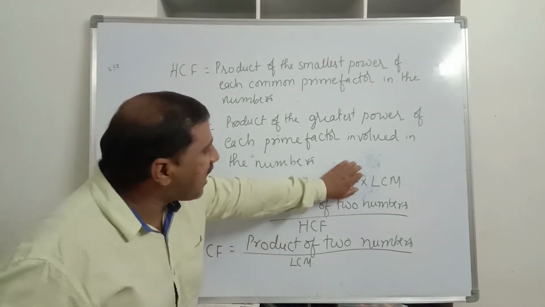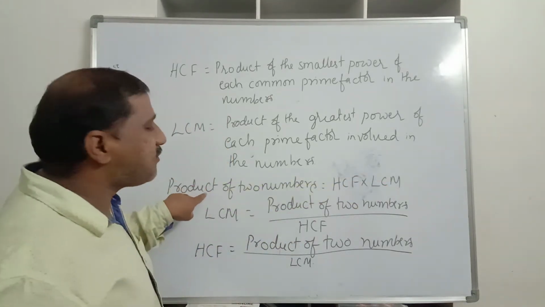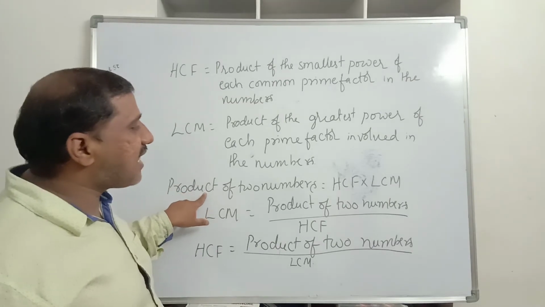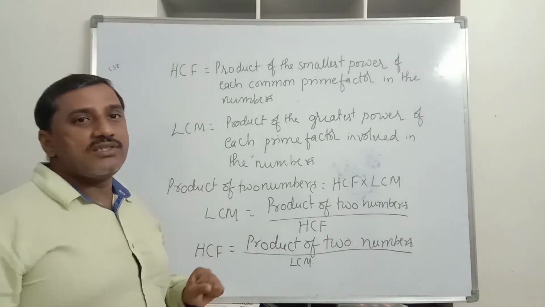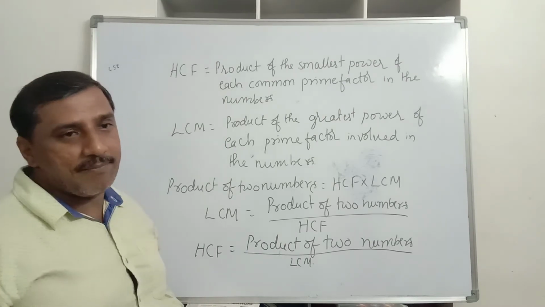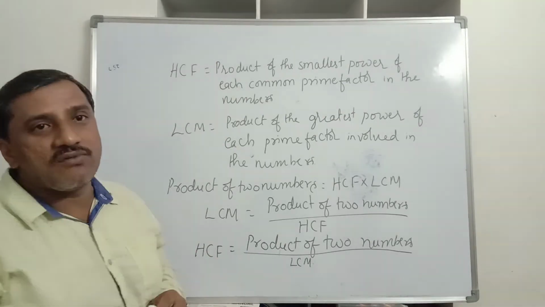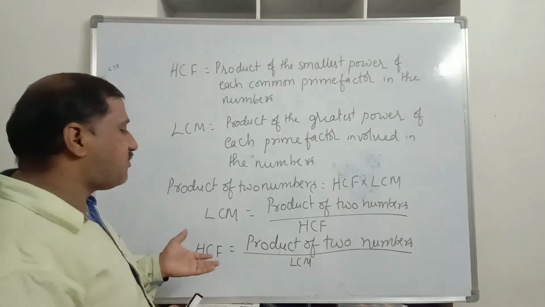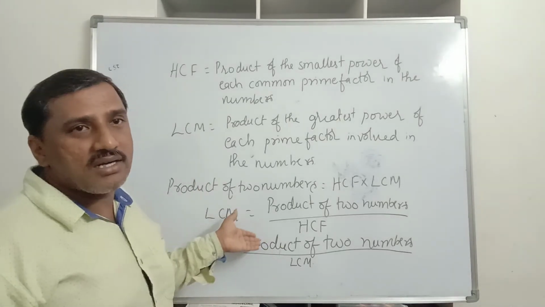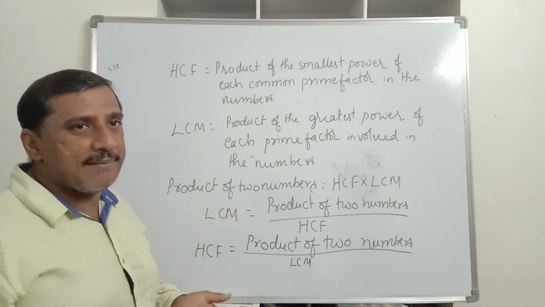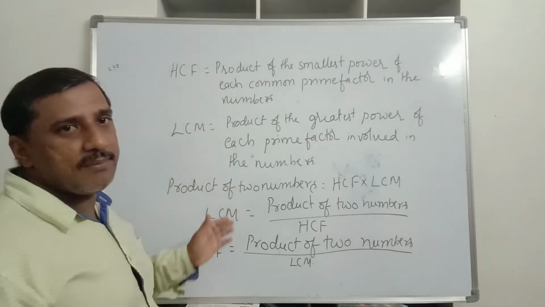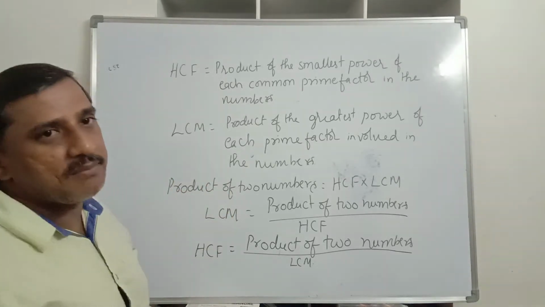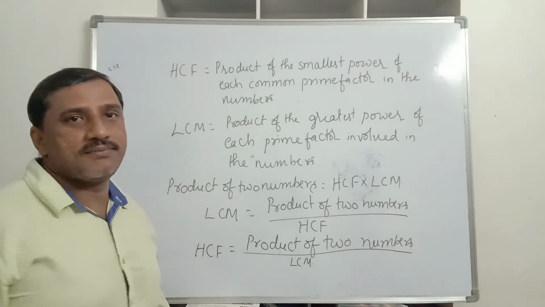Similarly, if you want to find HCF, transpose LCM to the left hand side, and it divides. Therefore, HCF is equal to the product of two numbers divided by LCM. So for two numbers, if we know the product of the two numbers, we divide it by the LCM to find the HCF. These four relations we use in solving the problems related to exercise 1.2.